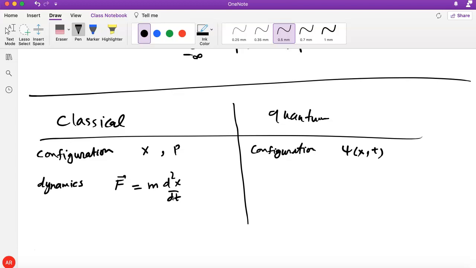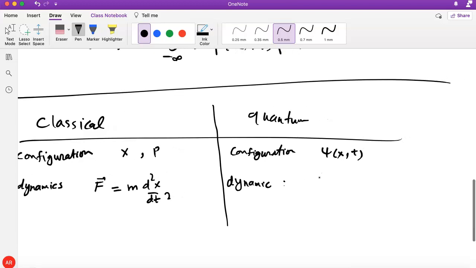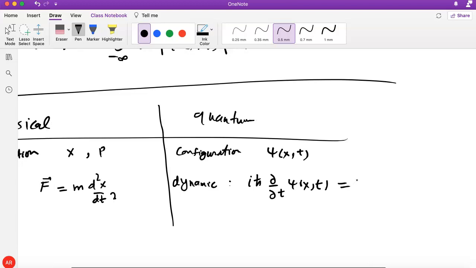So Newton's law tells us about the future behavior of this particle. In quantum mechanics, the dynamics is governed by the Schrodinger equation, the differential equation we just discussed, that gives us the time derivative of this wave function as a function of its spatial derivatives.